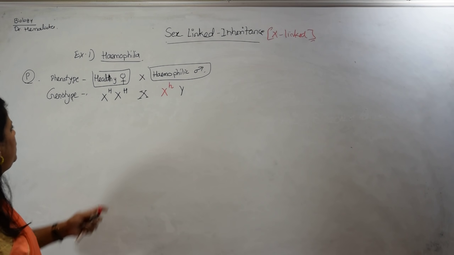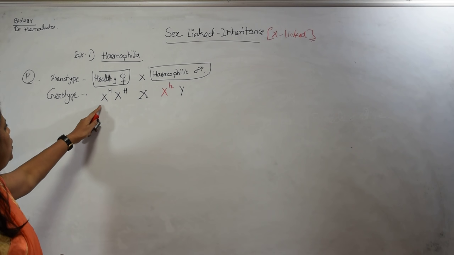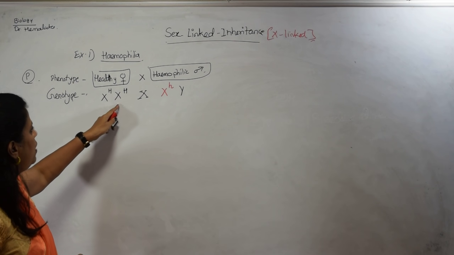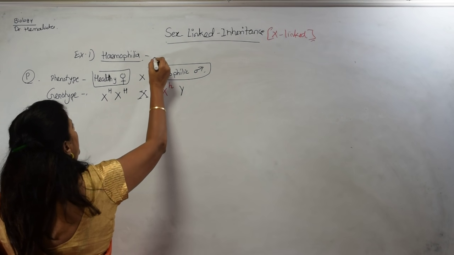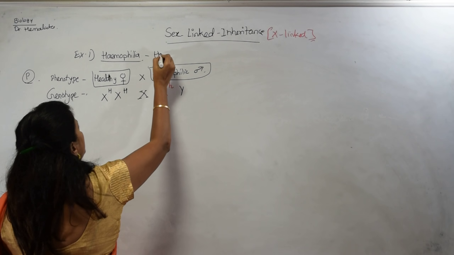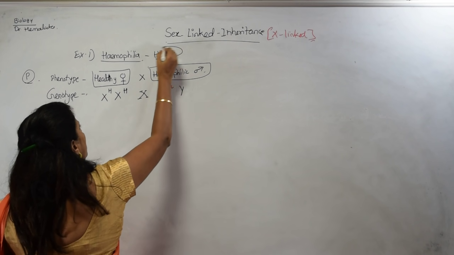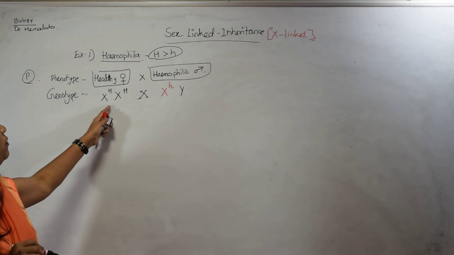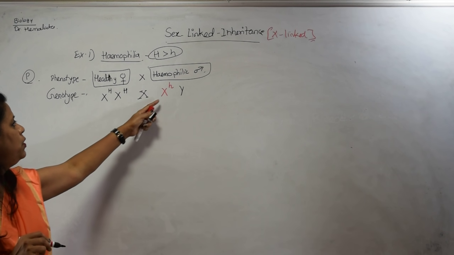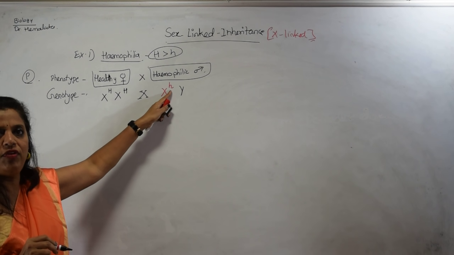This is the genotype of the healthy female without hemophilia, because I told you capital H is dominant over small h, or X capital H is dominant over small h. Right? So she will be a normal female. He is a hemophilic male because he contains the gene for hemophilia.